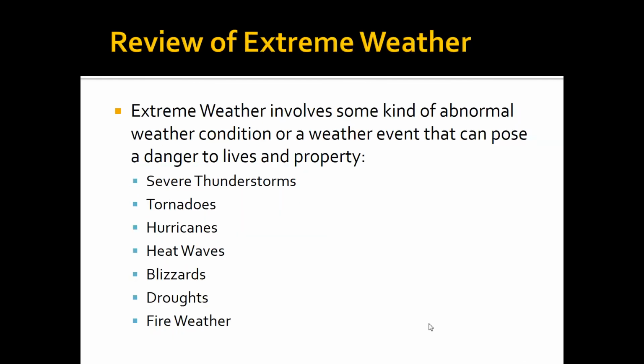So to review extreme weather in general, and really everything I showed you is just a taste of extreme weather. There's so much more to it. But extreme weather involves some kind of abnormal condition, some kind of other than average weather conditions, some kind of event that can pose a danger to lives and property. And a few examples of extreme weather that we talked about: severe thunderstorms, tornadoes, hurricanes, blizzards, heat waves, superstorms, droughts, fire weather. But again, this is just the tip of the iceberg. There are so many different types of extreme weather.